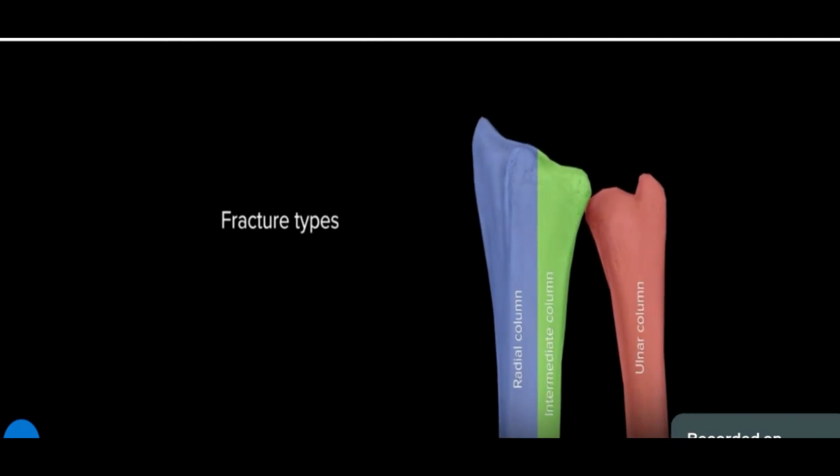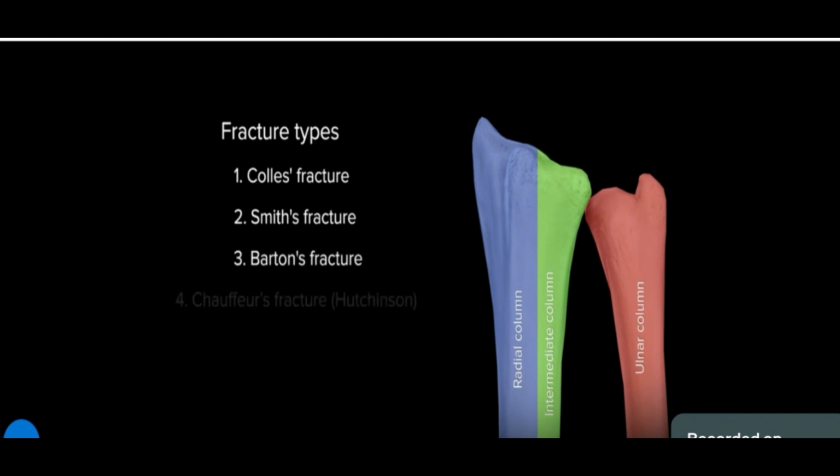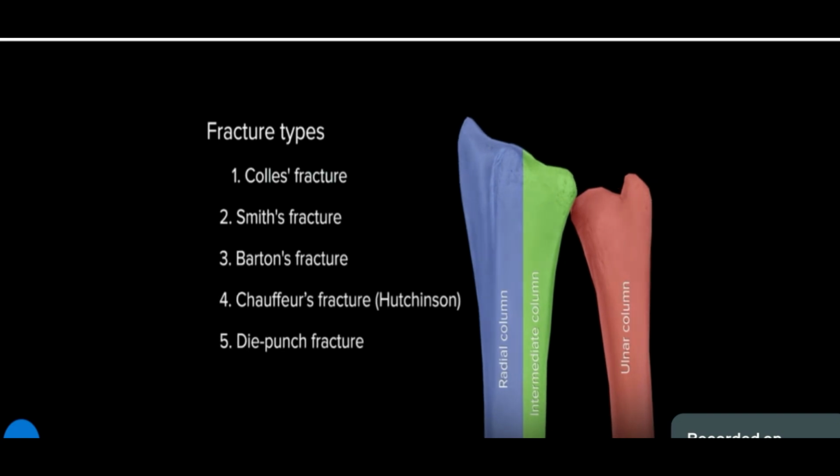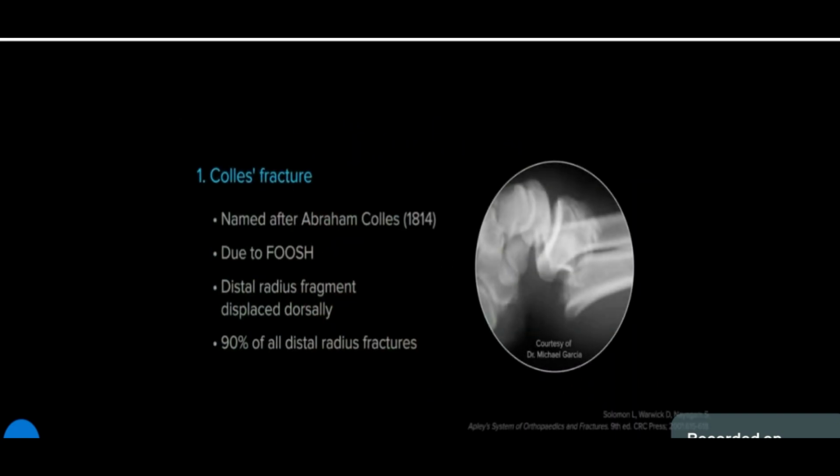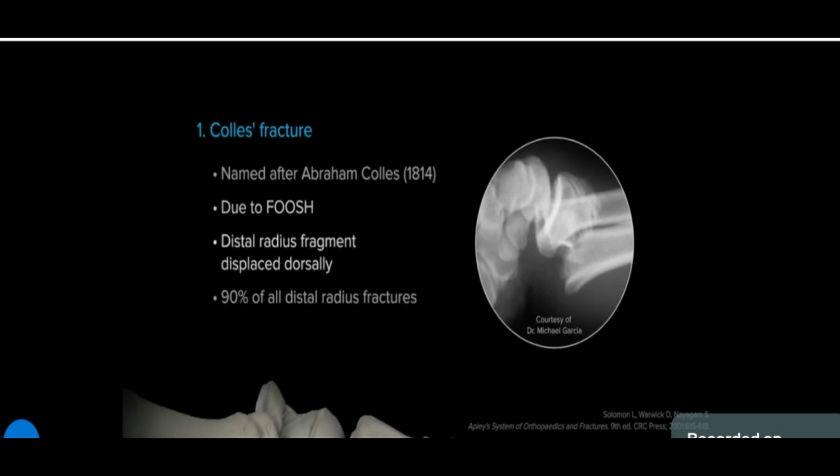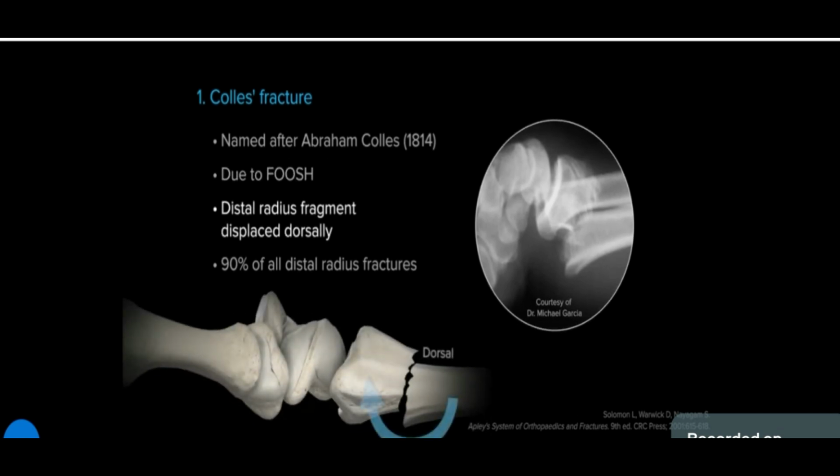There are 5 basic types of fracture to identify: Colles, Smith's, Barton's, Chauffeur's or Hutchinson, and die punch fractures. The most common fracture pattern is the Colles fracture, named after Abraham Colles, described in 1814. This extra-articular fracture occurs after the common fall onto an outstretched hand, or a fouche, where the distal radius fragment is displaced dorsally. Colles fractures account for 90% of all distal radius fractures.